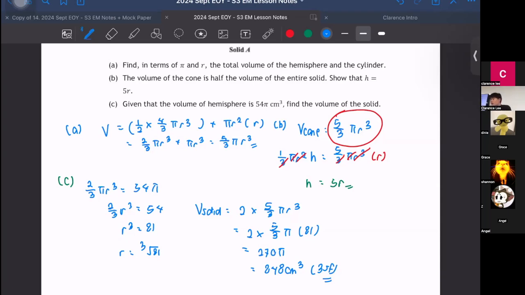Okay, if no problem, we'll move on to the last chapter already, which is your sector area radian measure. Any questions for the first two topics? If you all got any questions, you can always stay back later to consult me. If we end early, then okay, then don't need to stay back. Okay.